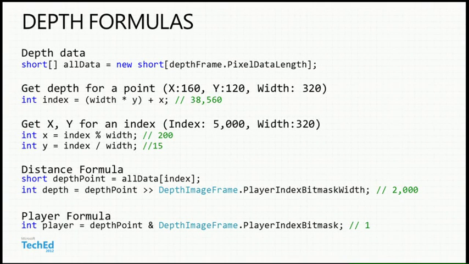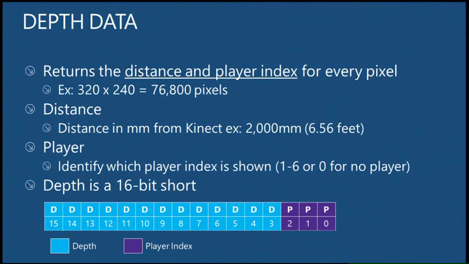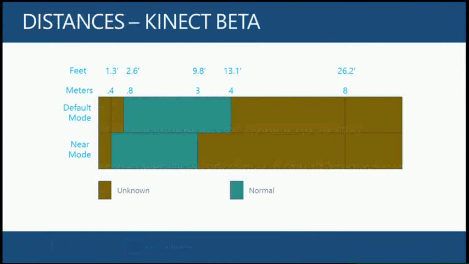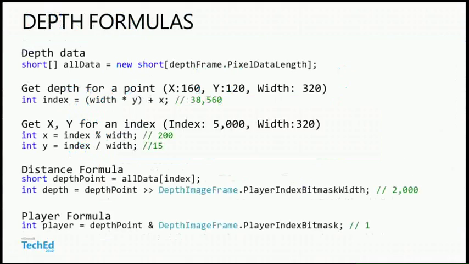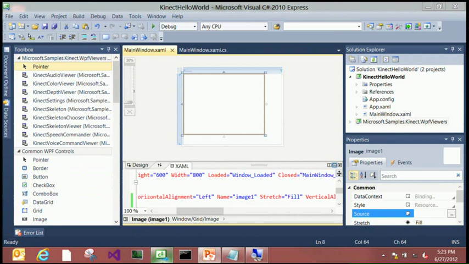The 2 formulas I want to talk about, though, are how to actually get that distance. Since we know it's a 16-bit short, we need to do a little bit of bit shifting here. So we're actually going to do depth point and bit shift by the player index bit mask width to get the depth. And for the player formula, we use an AND on the depth point to be able to get that out. And what we're doing is, again, reading values from there and using bit shifting to get those 2 different values.